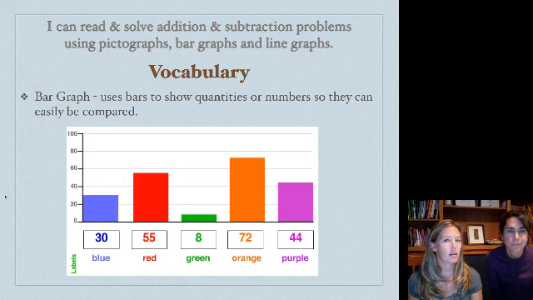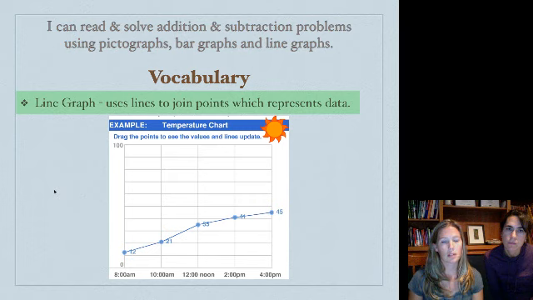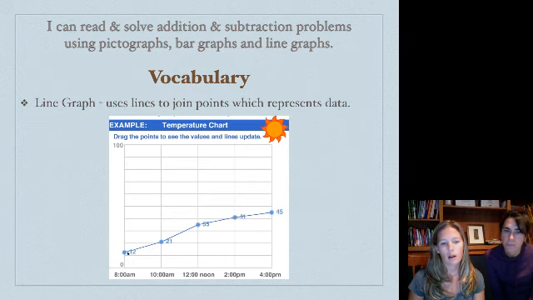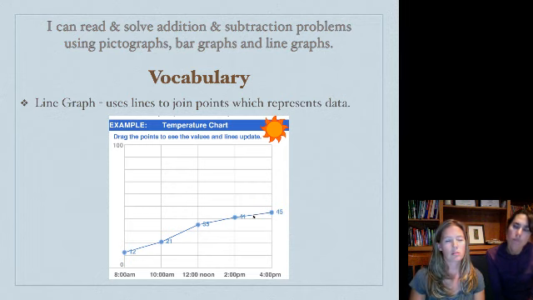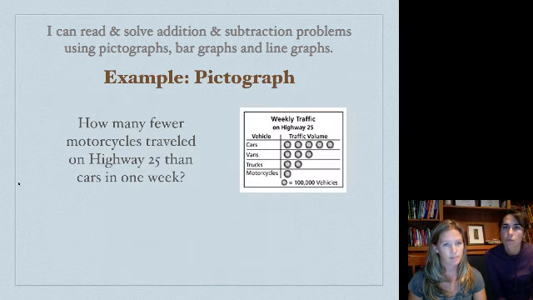And then the last type of graph is a line graph. A line graph uses lines, hence the name, to join points, and each point represents a specific piece of data. In this case, this example is measuring temperature. Often this will be data that changes over time that is connected by a line, so you'll be able to see trends. That is what you would use a line graph for. So again, write the word, the definition, draw just a really quick example, and then come back and we will go over some examples of how to use these to add and subtract.